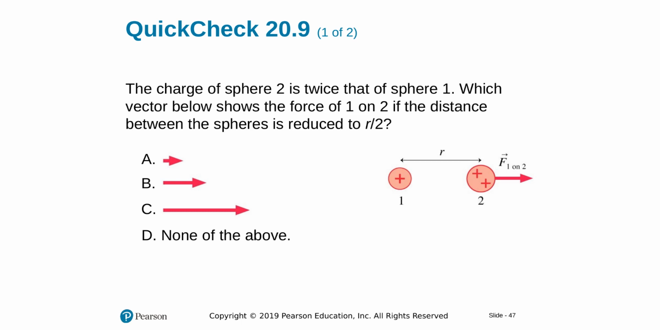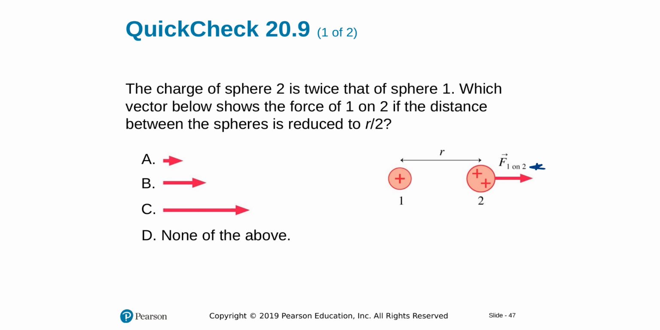This one is asking us, we have these forces, we have these charges. Which vector below shows the force of 1 on 2? This is the force of 1 on 2 at the moment. Here we see it. And which vector below shows the force of 1 on 2 if the distance between them decreases to r over 2?